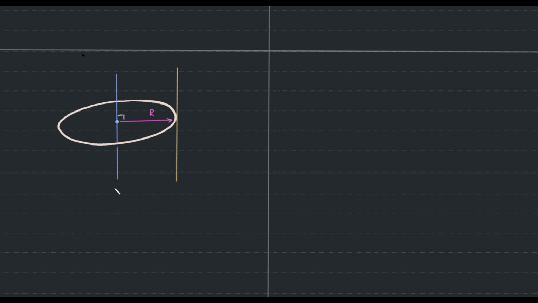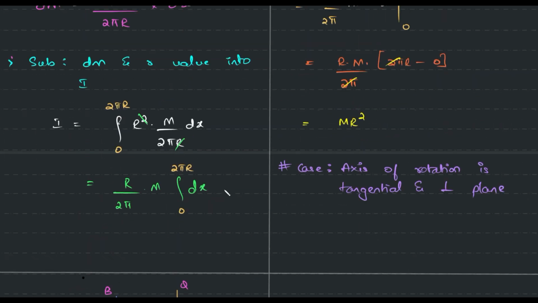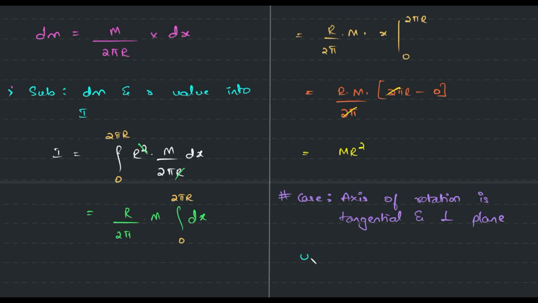So we can name this as AB and this as PQ. So this is our new axis of rotation, and this has a distance of clearly r, right? So how do you do it? Using the correct parallel axis theorem.